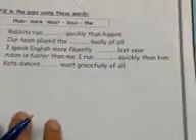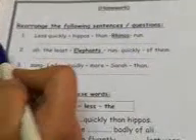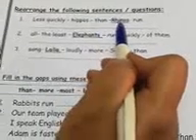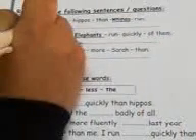And now for the homework. Rearrange the following sentences or questions. Number 1, less quickly hippos than rhinos run. Rhinos run less quickly than hippos.